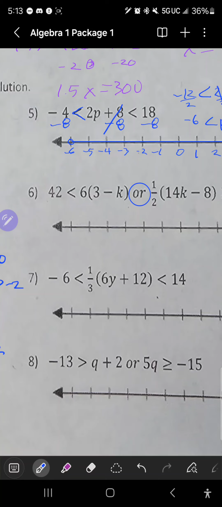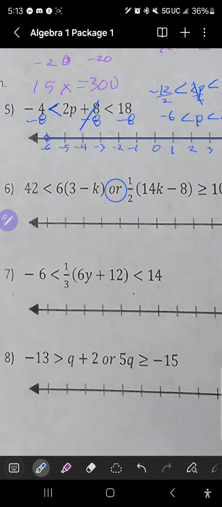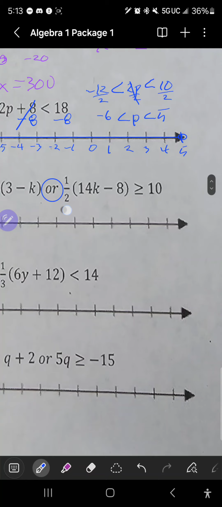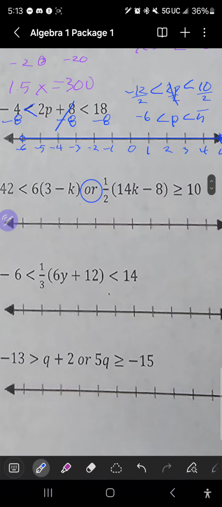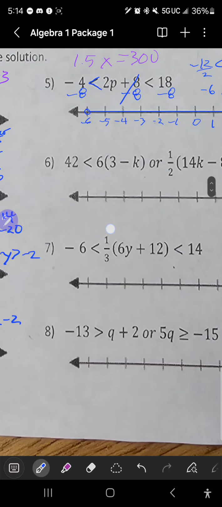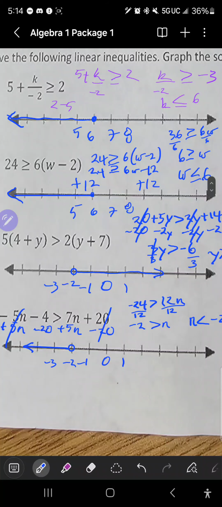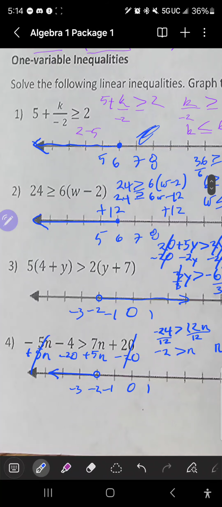Now number 6 is saying 42 is less than 6 times 3 minus k, or 1 half 14k minus 8 is greater than or equal to 10. So we basically need to solve both equations and graph them like they were two individual ones, like this four.